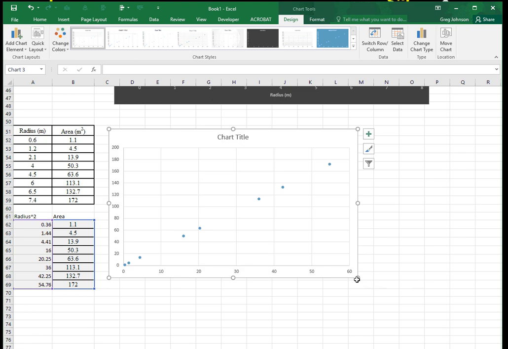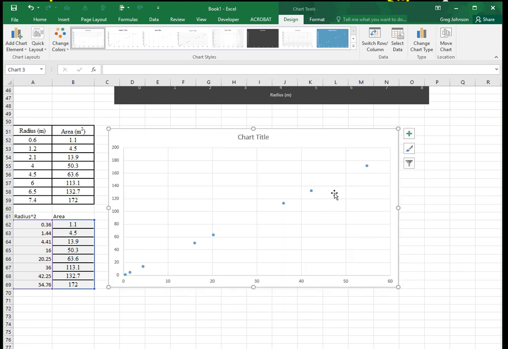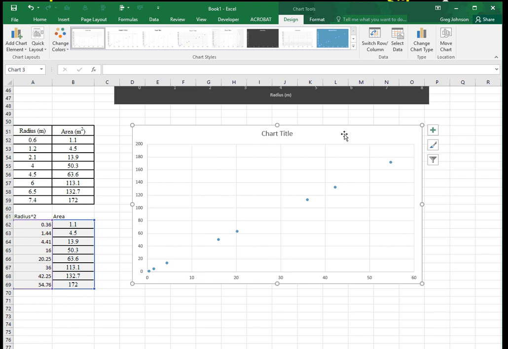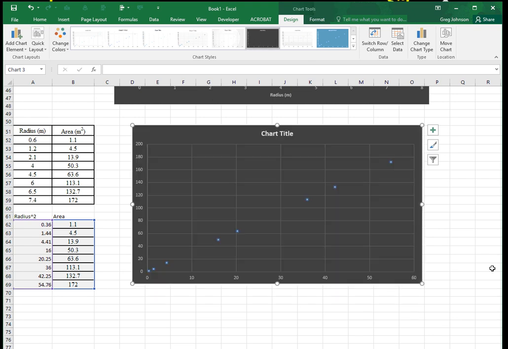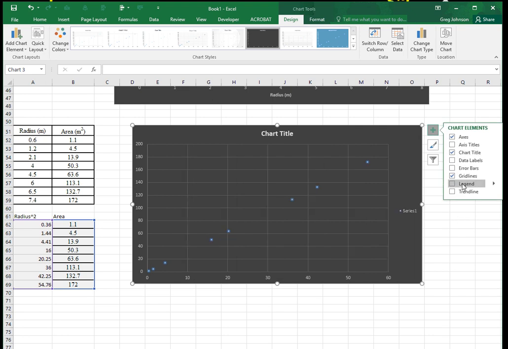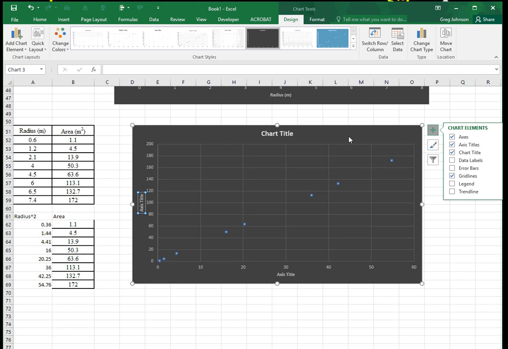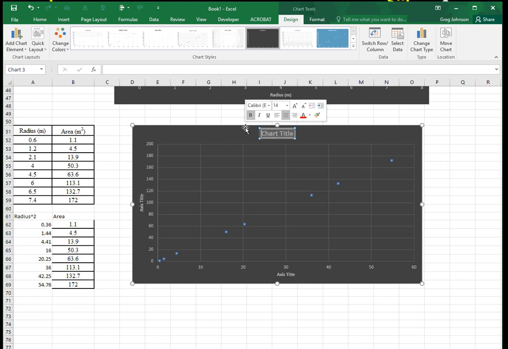Now what I'll do is I'll reinsert a new scatter plot with my squared data. And lo and behold, look what happened. It made a straight line. Okay, I now have a straight line, and once I have a straight line, I can work with this. So let's do our titles so we know what we're talking about. This is now area versus radius squared. Okay, so it's area versus the square of the radius.